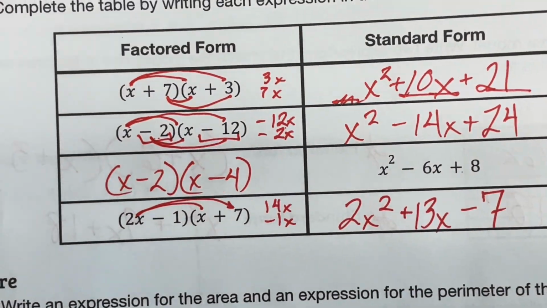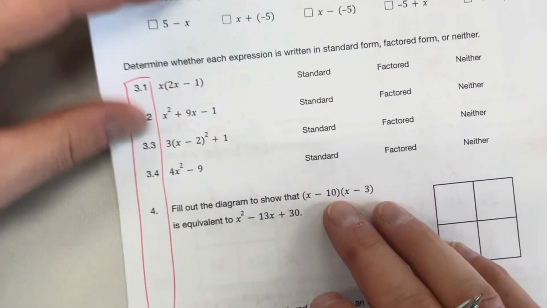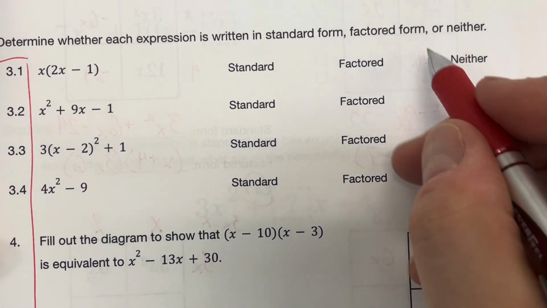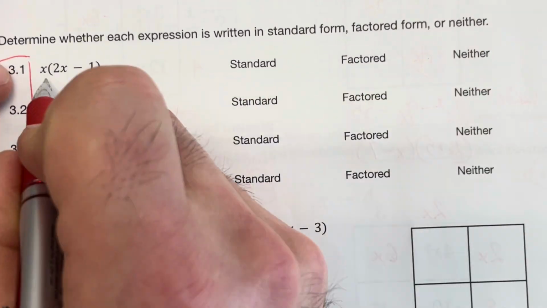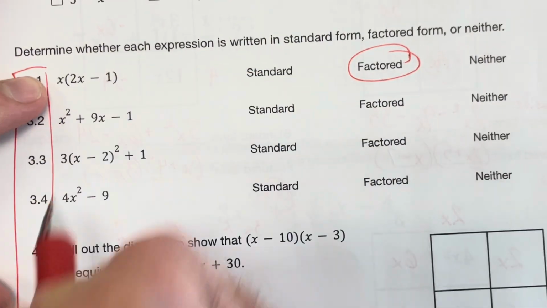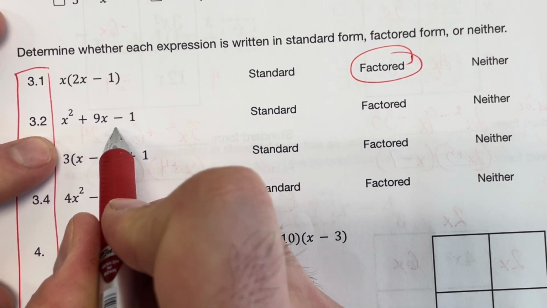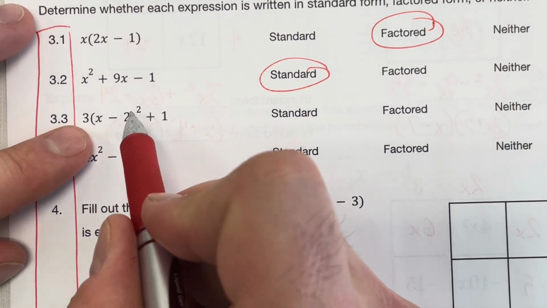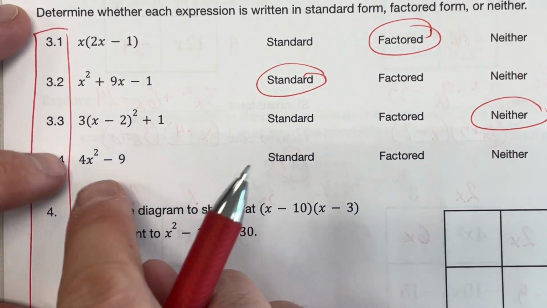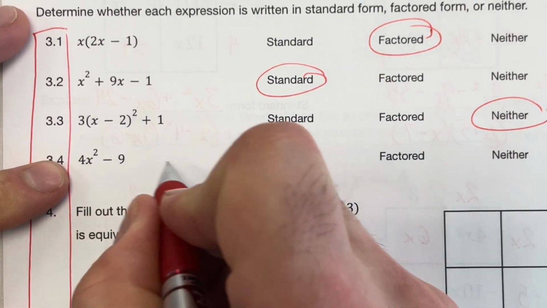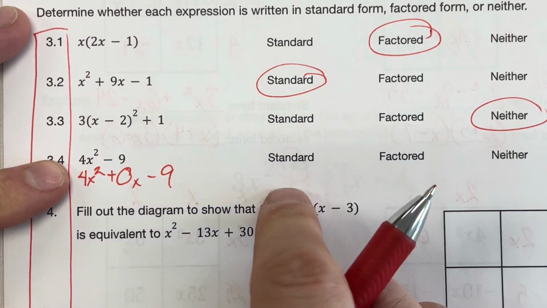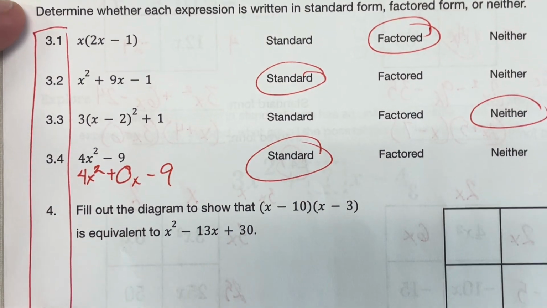Flipping the packet over, the next chunk that you had to do was identifying whether things were in standard form, factored form, or neither. Factored form is like this one, where we just have something times something. This is correct factored form. This one, where it's just written out, is standard form. This one, where it's part factored but also has something added on, is a neither. And this one down here is just everything written out. It's the same as 4x squared plus no x's minus 9. This one is also in standard form. Okay, pretty easy.